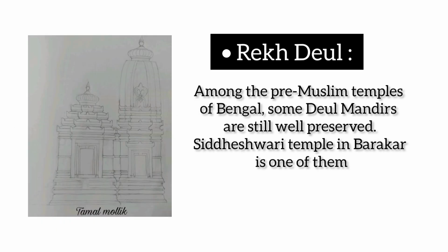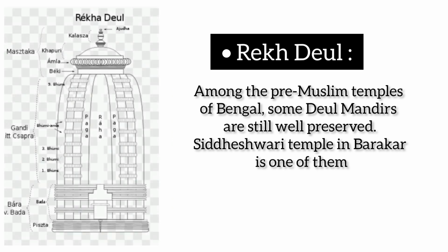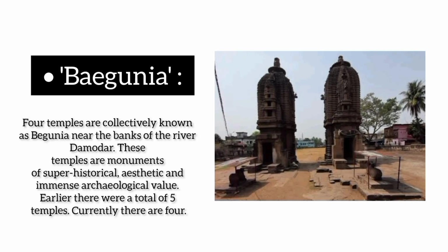Rekha Deul. Among the pre-Muslim temples of Bengal, some Deul mandirs are still well preserved. Siddheswari temple in Borakar is one of them. Begunia. 4 temples are collectively known as Begunia, near the banks of the river Damodar. These temples are monuments of super historical, aesthetic, and immense archaeological value. Earlier there were a total of 5 temples, currently there are 4.